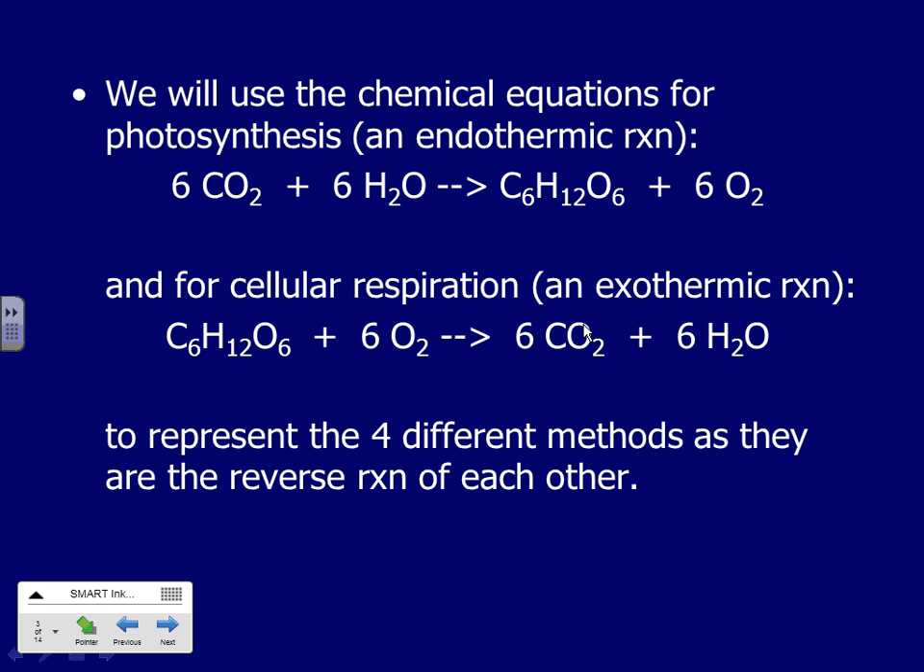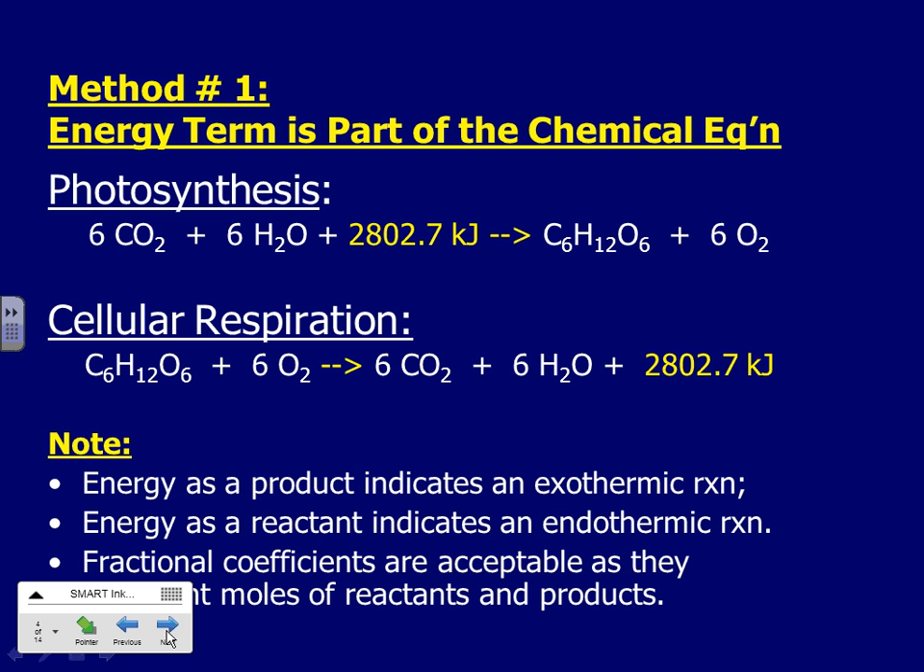The opposite of photosynthesis we call cellular respiration. That's when a glucose molecule reacts with oxygen to produce carbon dioxide and water, and energy is given off. That energy is used by the cell, or by whatever part of the cell is going to use that energy. So we're going to use these two reactions to represent these 4 different methods.